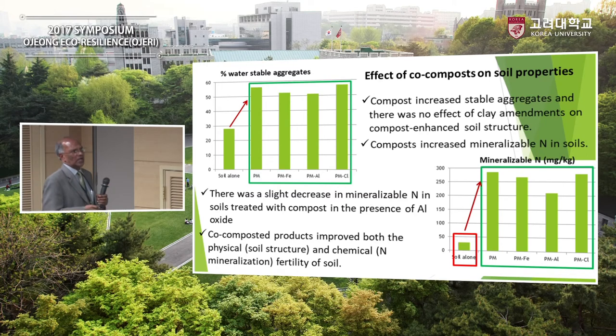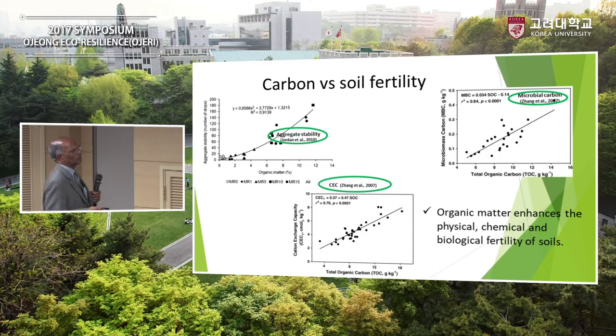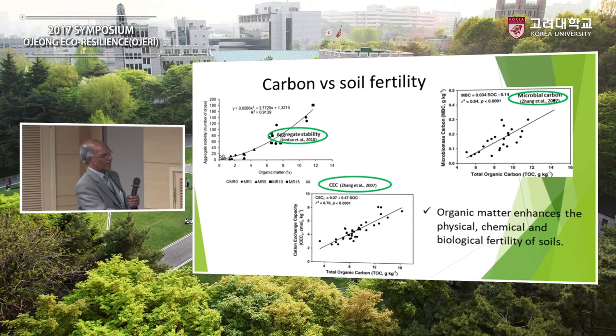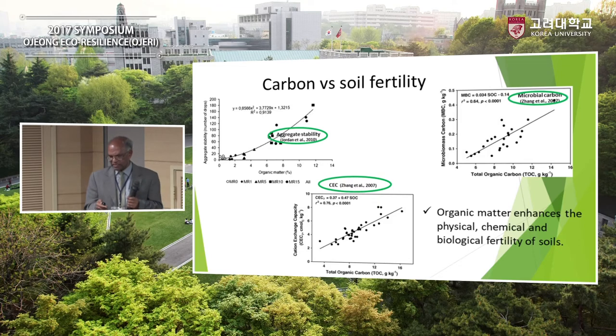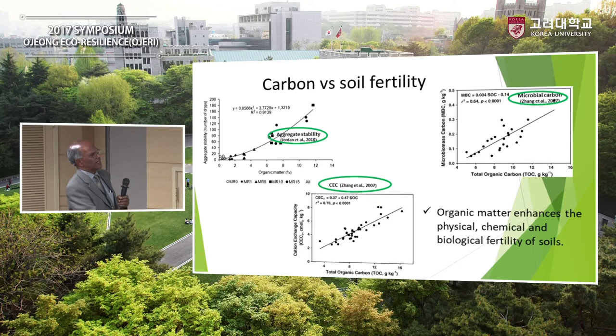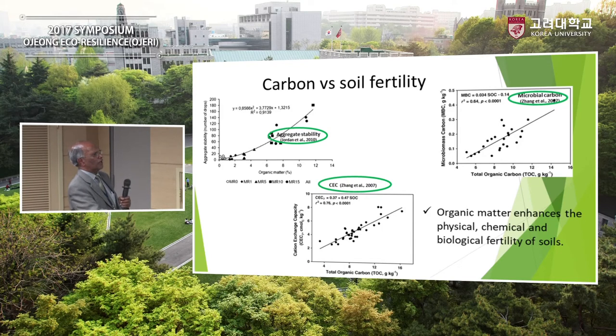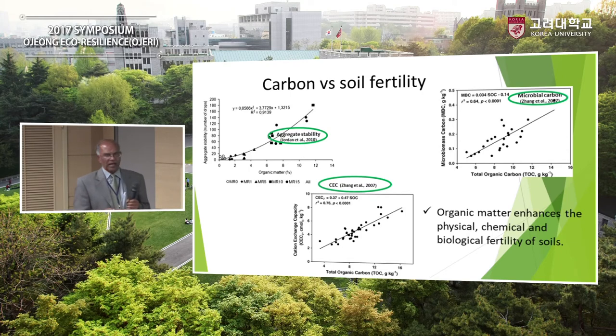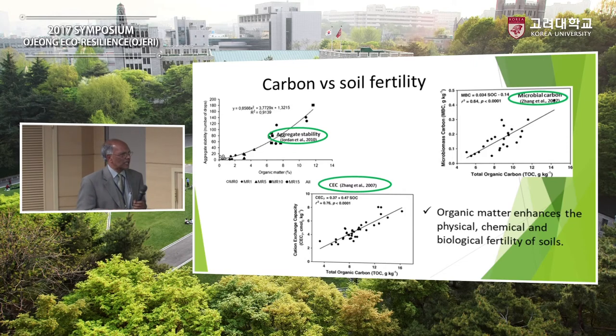So we also look at some of the other fertility aspects from the literature. This gives the relationship between organic matter, which is carbon, and aggregate stability, improving the physical fertility. This is cation exchange capacity, which is one of the chemical fertility measures. Again, there is an increase. Carbon is very important. That is what we call microbial biomass carbon, a biological fertility. So what I'm trying to say is that organic matter, that is the carbon addition, enhances the physical, chemical, and biological fertility. So carbon is very important.